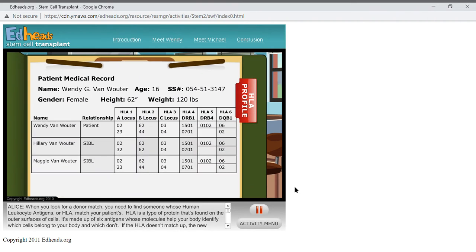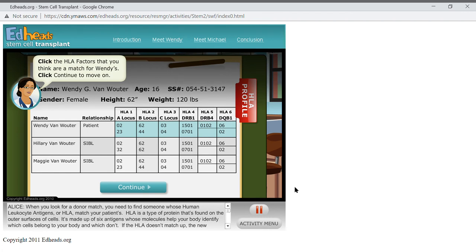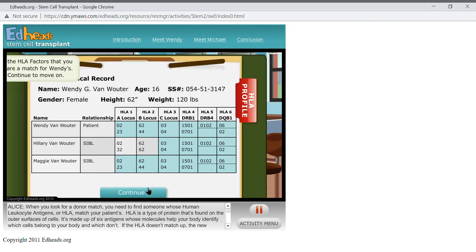Look at Wendy's HLA profile and the profiles of her 2 sisters. You need at least 5 of 6 factors matching to do any transplant. In this case, 6 of 6 is recommended. Click the HLA factors that you think are a match for Wendy's. Great news! We found a match for Wendy!